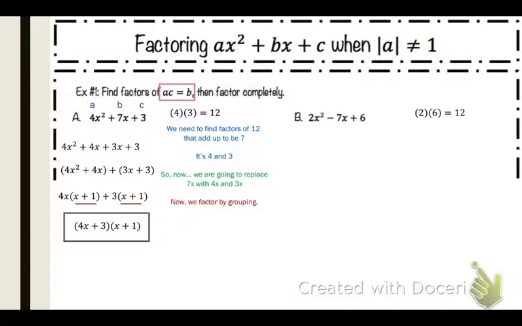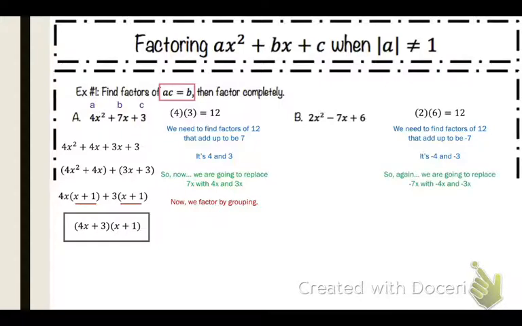Okay, let's look at this second example. So we're going to multiply A times C. So 2 times 6 is 12. We need to find factors of 12 that will add up to be negative 7. In this case, it's negative 3 and negative 4. Okay, because negative 4 plus negative 3 is negative 7, but negative 4 times negative 3 is positive 12.